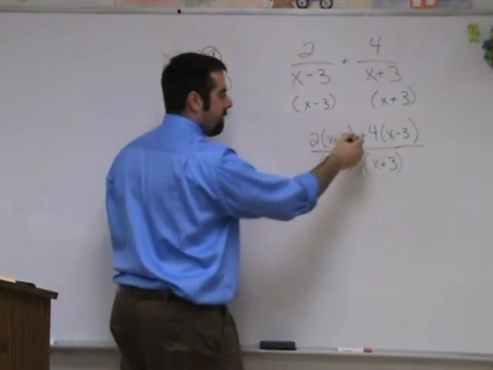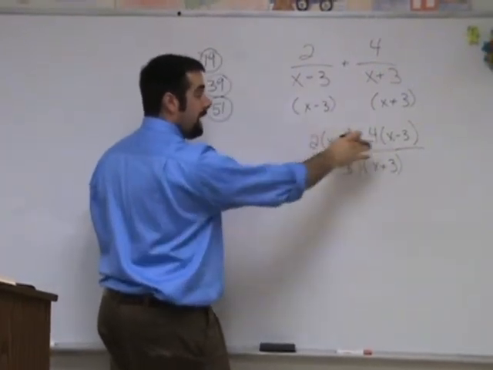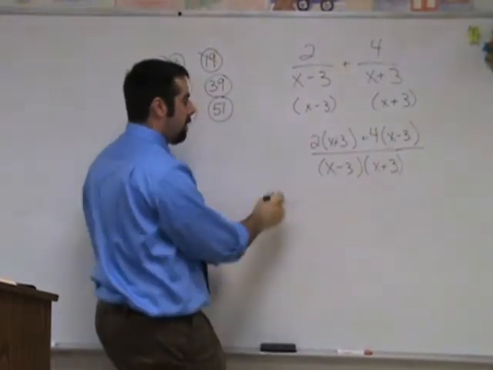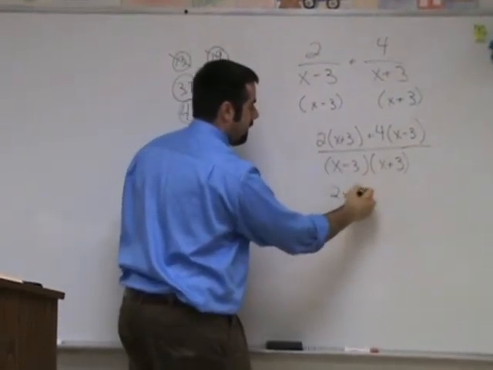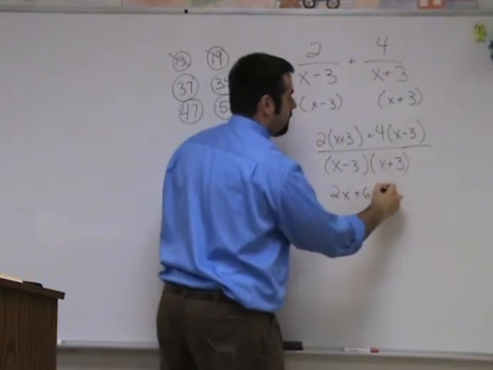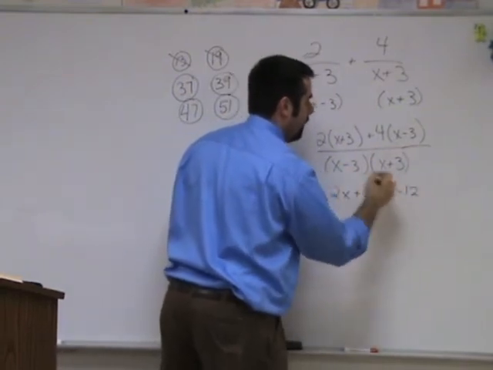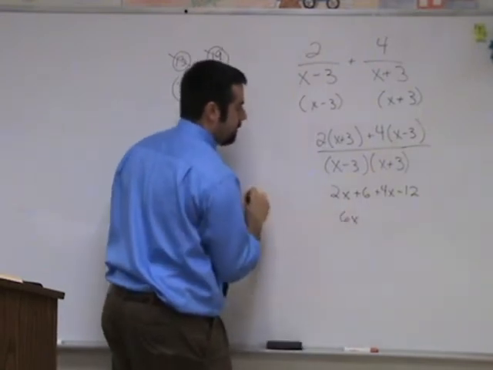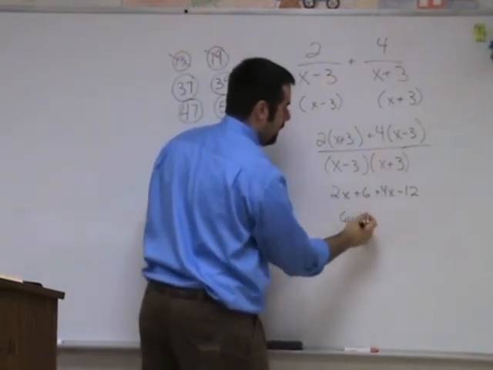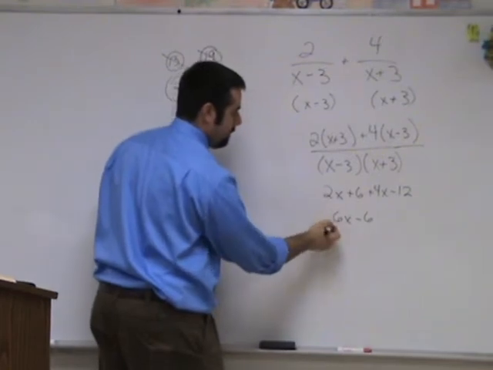Again, I can't cancel stuff because there's that addition in the middle. So what I can do is actually use the distributive property to multiply. 2x plus 6 plus 4x minus 12. 2x and 4x is 6x. 6 and minus 12 is a minus 6.